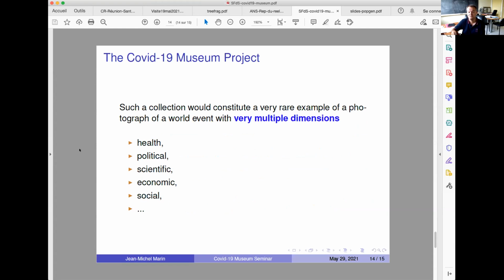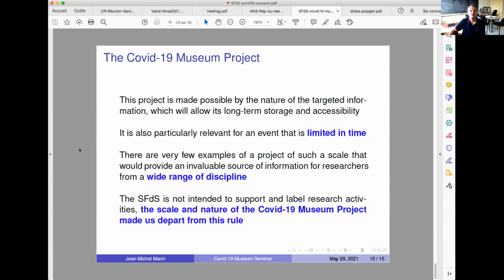a photograph of a world event with very multiple dimensions. We have health, political, scientific, economic, social. So it's extremely rare that such a collection, a photograph of a world event, will impact a lot of different dimensions. So this is the first reason why.